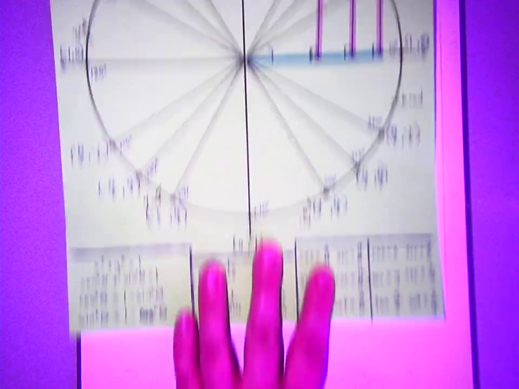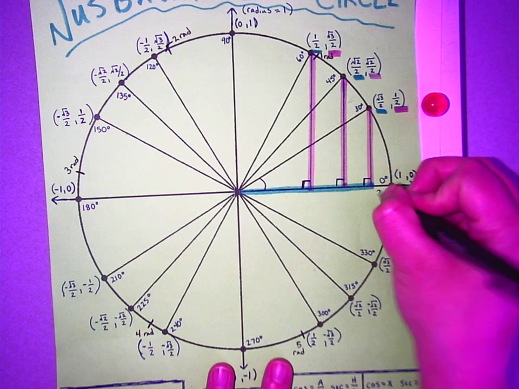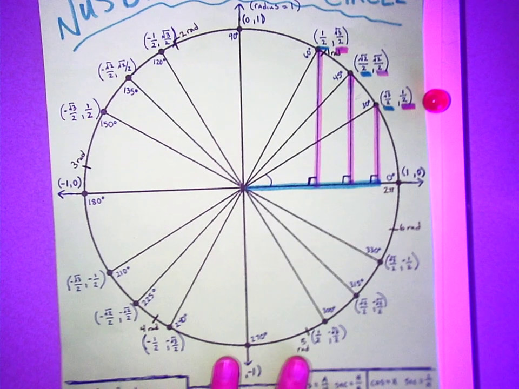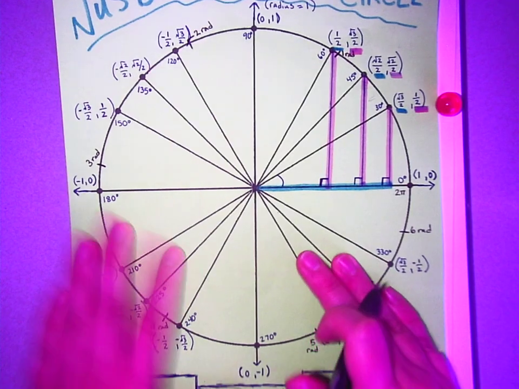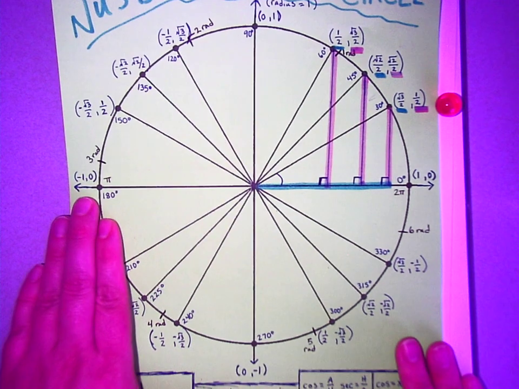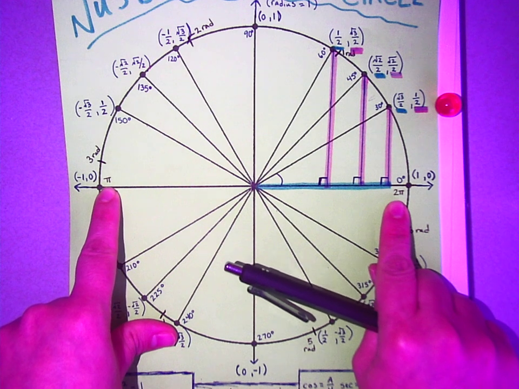So we're going to also start filling in those angle measurements here. We just said that a full circle was 2 pi, so I'm going to write that right there. And that half a circle is pi, which I'm going to write right here. So I just put in this and this. 2 pi and pi is what I put in.